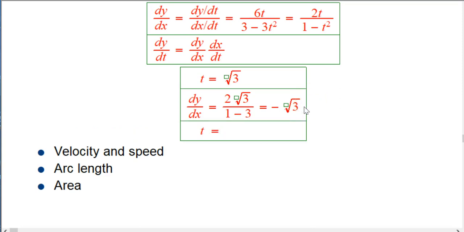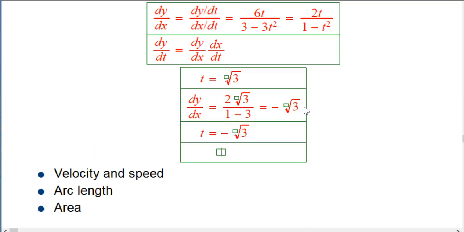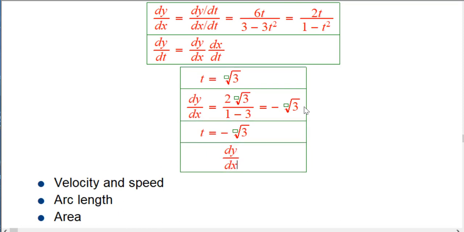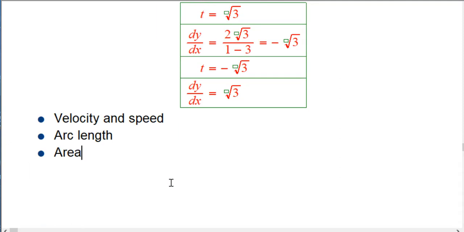If I look at t equals minus root 3, I'm going to get dy/dx. The bottom doesn't change at all, and the top just flips sign, and so I'm just going to get root 3. Okay, so pretty neat. We've got some really good information there. So let me go back to this idea of velocity and take that more seriously. Actually, let me cut off the video right there, and we'll do it in part 2. We'll start doing this idea of velocity and speed.